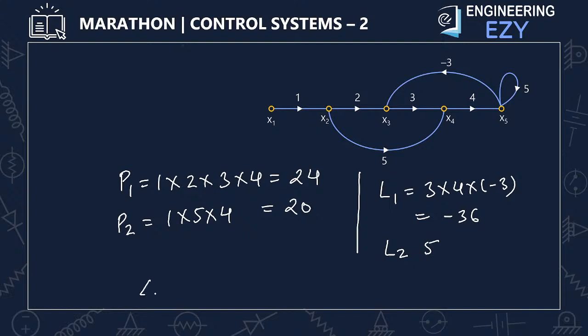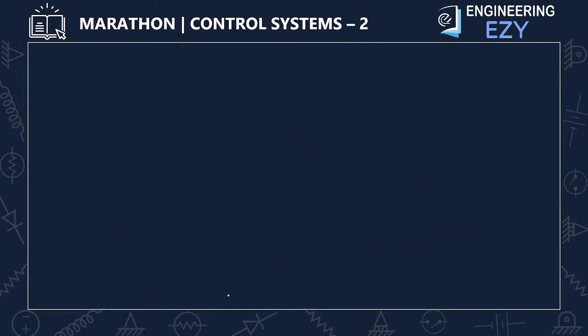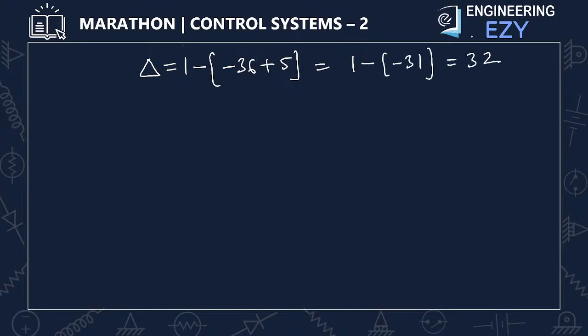Both loops are touching each other. So what is the del? Del is equal to 1 minus L1 plus L2, because plus L1 L2 is 0. Because both the loops are touching, so L1 L2 is 0. So the correct answer of del is 1 minus L1. L1 is minus 36 and L2 is 5. So it comes out 1 minus minus 31, so it is 32.